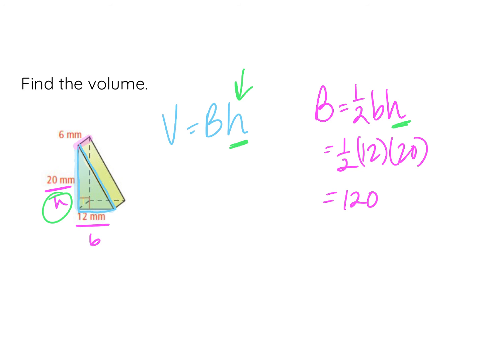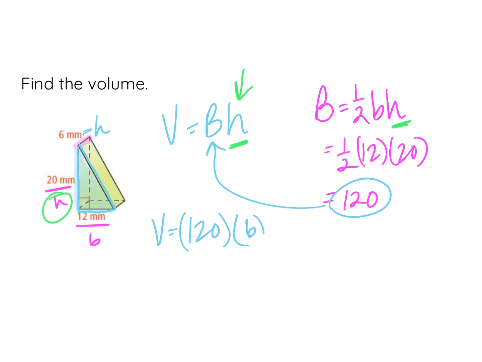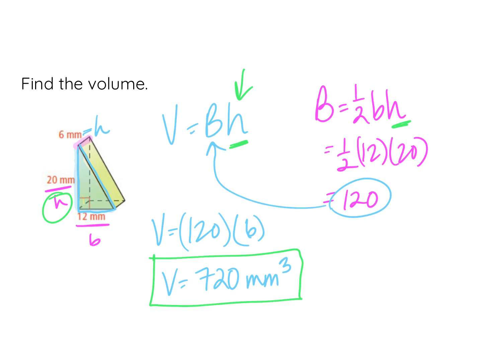Now I'm going to take this and plug it in for this big B here. So I get 120 times the height of the prism, which is that 6, because again, that's connecting base to base. So 120 times 6 is 720, and again, the volume is in 3 dimensions, so cubic millimeters, and that is it.